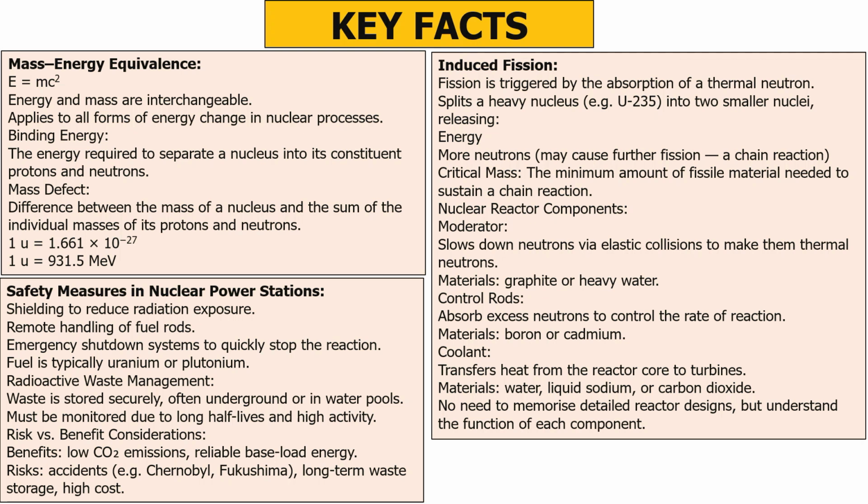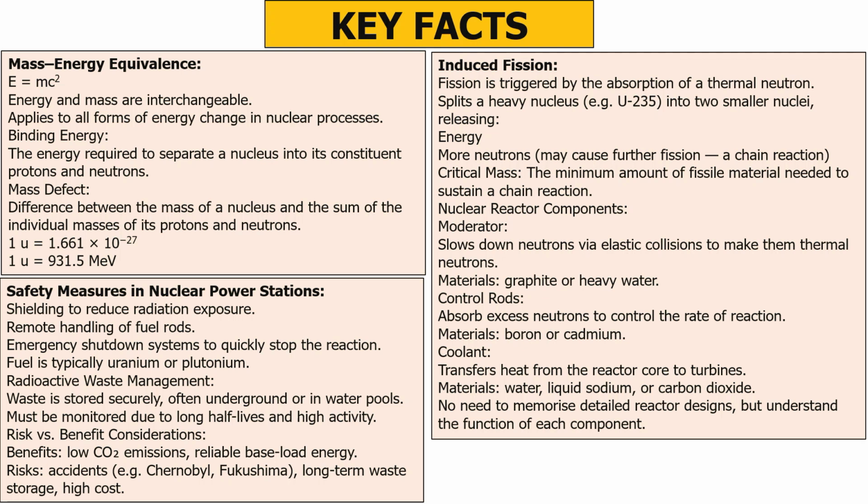Now, the safety measures in nuclear power stations are shielding to reduce radiation exposure, remote handling of fuel rods, and emergency shutdown systems to quickly stop the reaction, and the fuel is typically uranium or plutonium. The radioactive waste management system is that waste is stored securely, often underground or in water pools. It must be monitored due to long half-lives and high activity. The benefits of nuclear power stations are low CO2 emissions and a reliable baseload energy, but the risks include accidents, long-term waste and storage, and high cost.